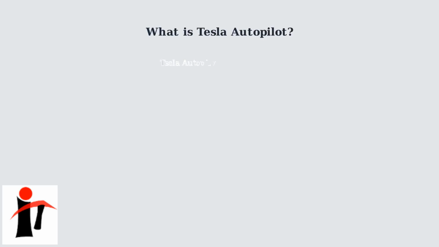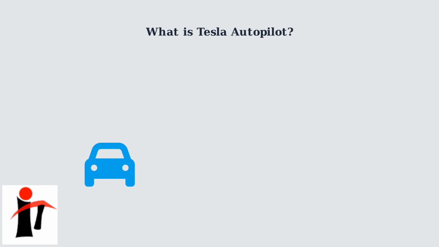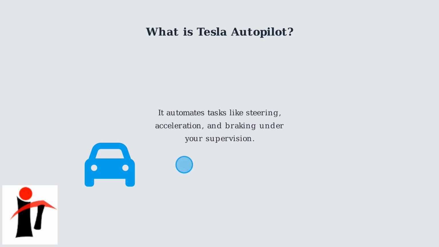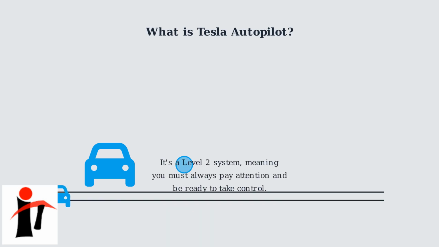Tesla Autopilot is an advanced driver assistance system that enhances safety and convenience by automating tasks like steering, acceleration, and braking under your supervision. It's a level 2 system, meaning you must always pay attention and be ready to take control. As of December 2025, Autopilot comes standard on most Tesla models.